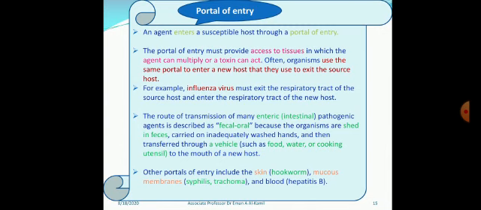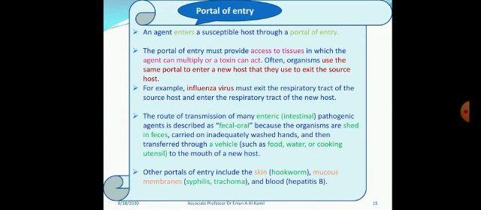So the portal of entry must provide access to tissues in which the agent can multiply or a toxin can act. Often organisms use the same portal of entry to a new host that they use to exit the source host. For example, in influenza virus, the portal of exit is the respiratory tract, and by airborne infection, it will enter through the same portal of entry, the respiratory tract.